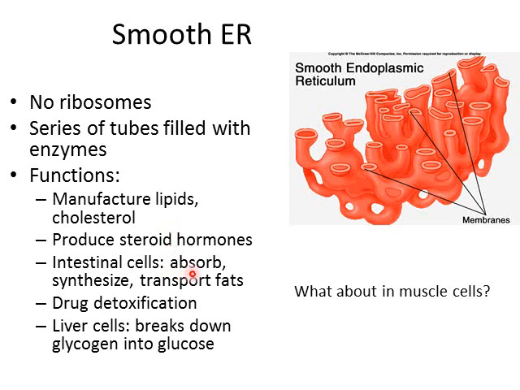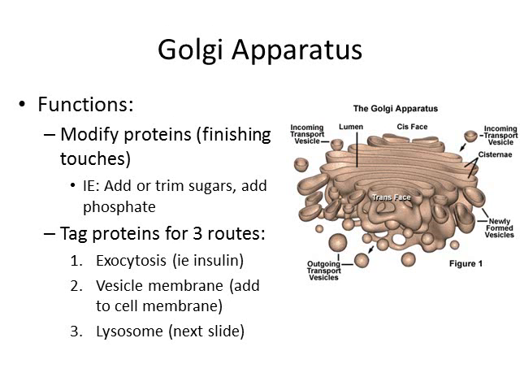Inside the intestinal cells, we have a specialized smooth endoplasmic reticulum that's there to absorb, synthesize, and transport fats. Okay, these are also very helpful. The smooth endoplasmic reticulum is also very helpful in drug detoxification. And then in the liver cells, this is where glycogen is broken down into glucose, so we can use it for energy. In the muscle cells, we have a special form of the smooth endoplasmic reticulum called the sarcoplasmic reticulum. Sarco just means muscle. We'll talk more about the function of that, but it helps us with muscle contraction.